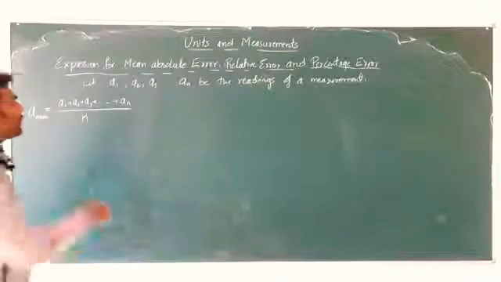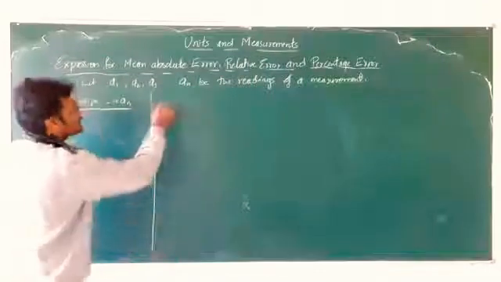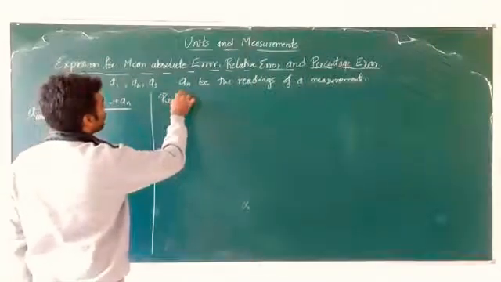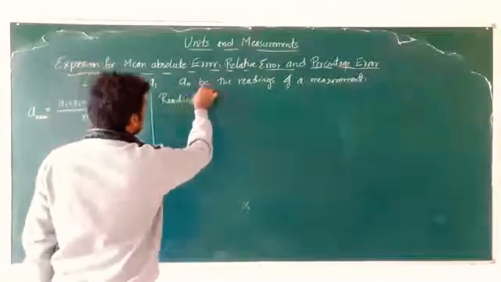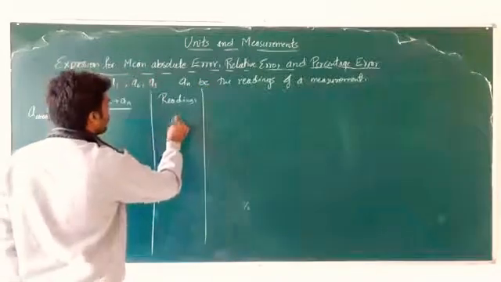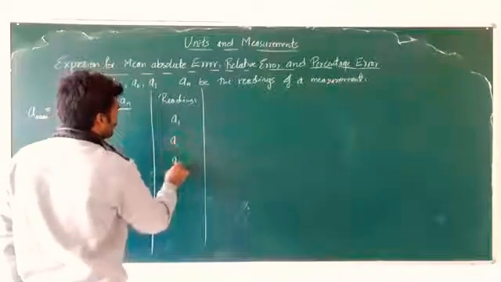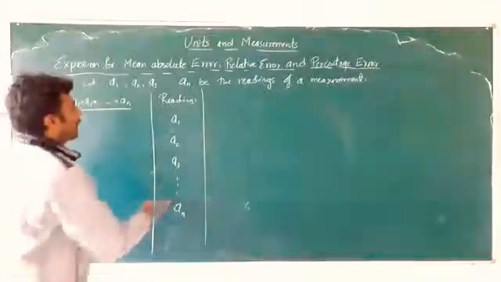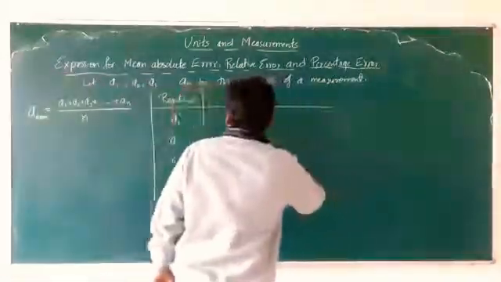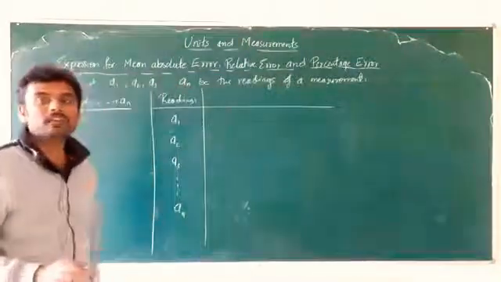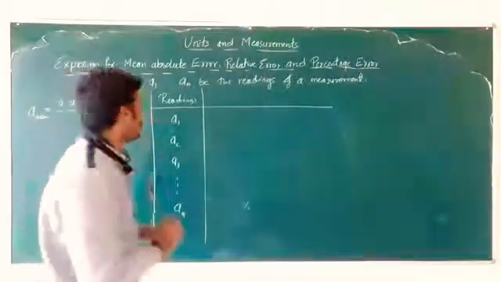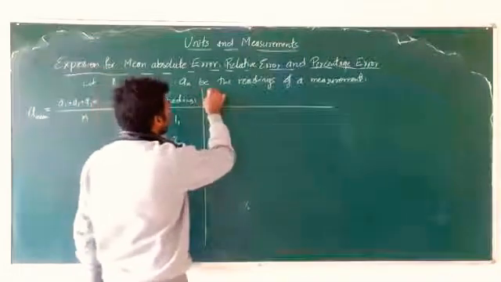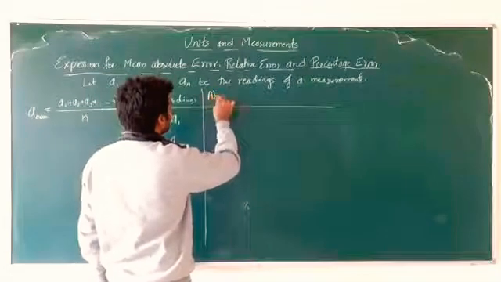Okay, so now comes the mathematical part. So these are the readings that I have. Okay, which are the readings? A1, A2, A3, so on, AN. Okay, and now each reading will have its error, isn't it? So the error, or absolute error, of the reading.